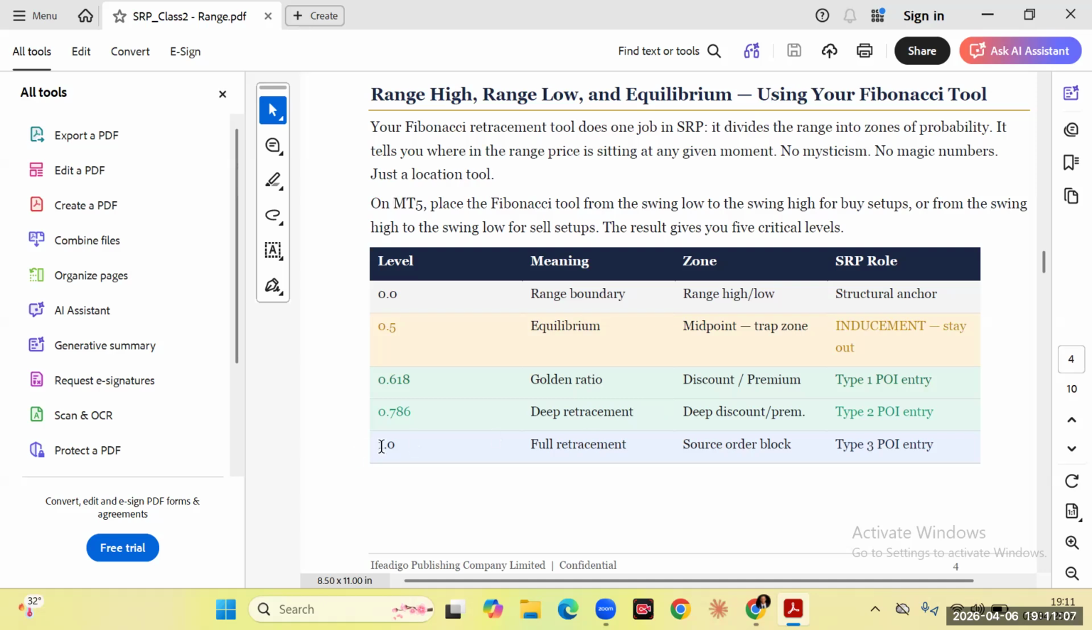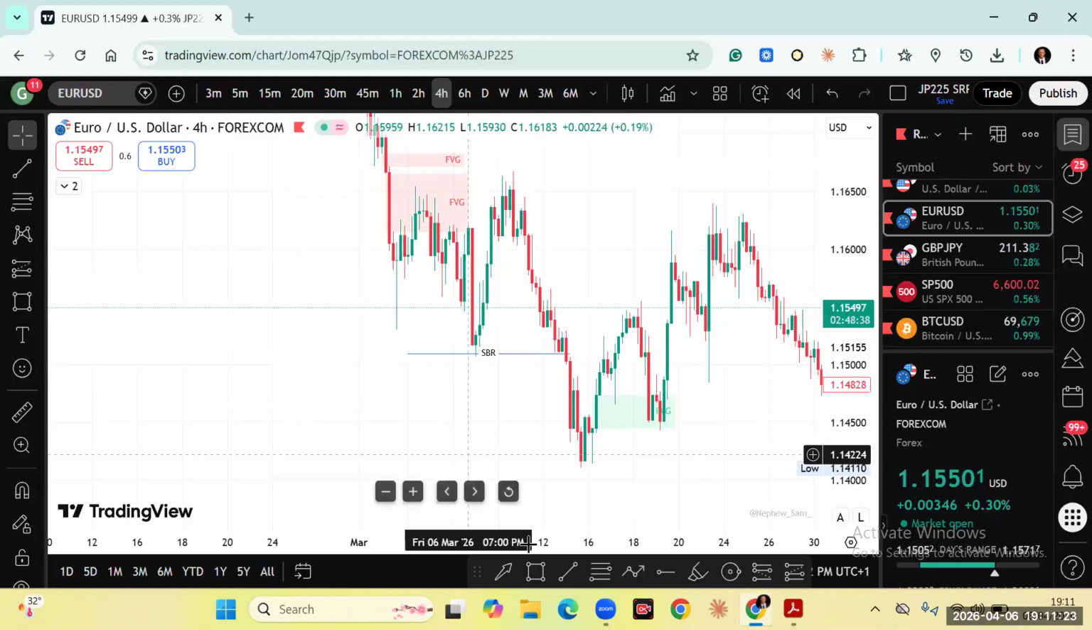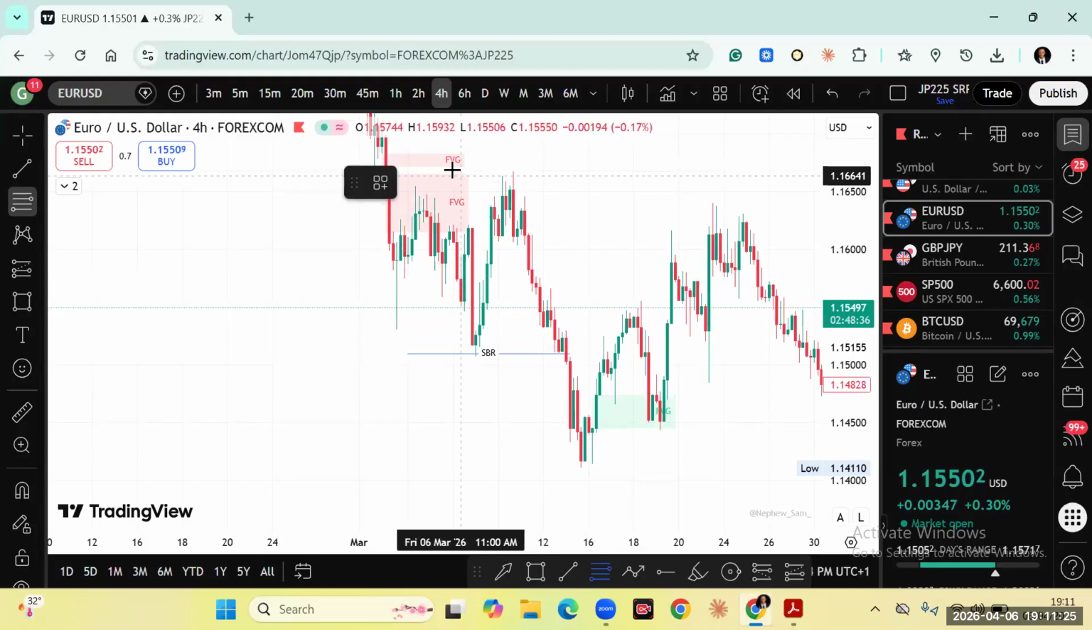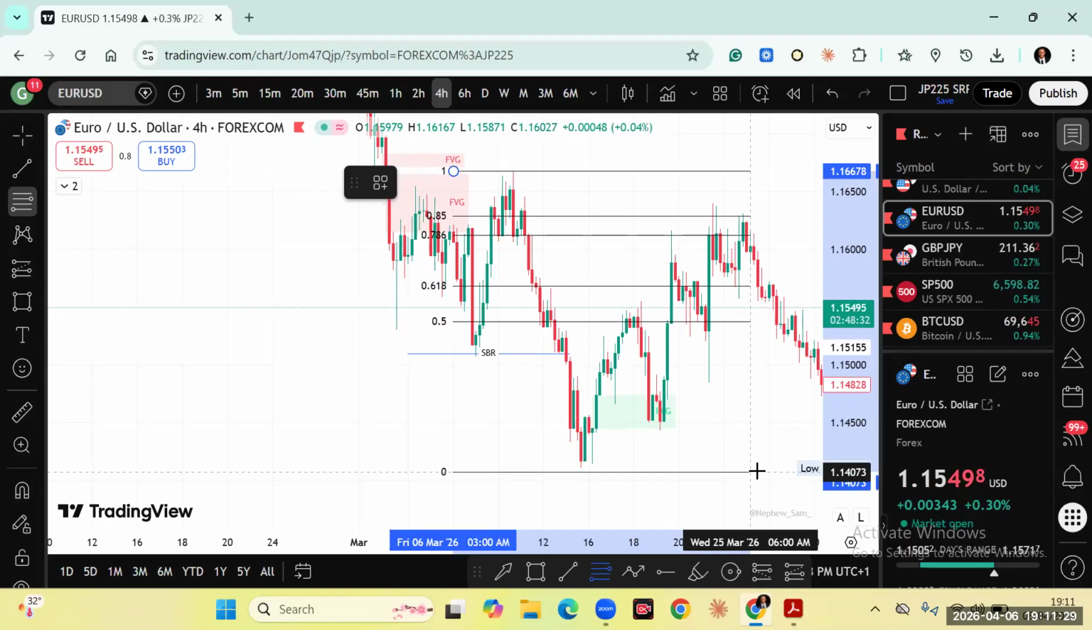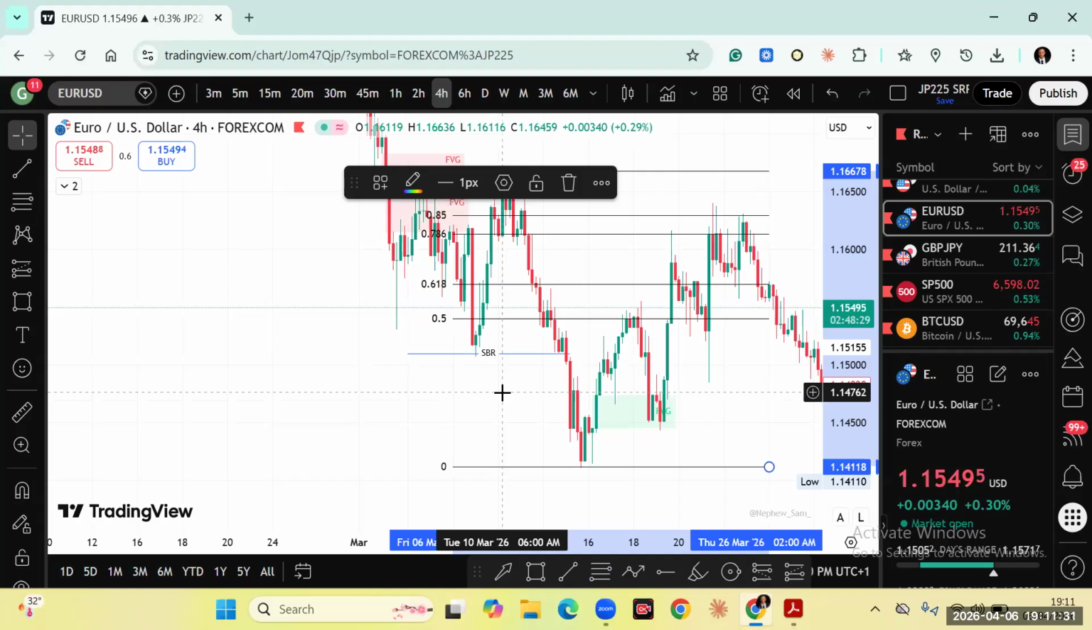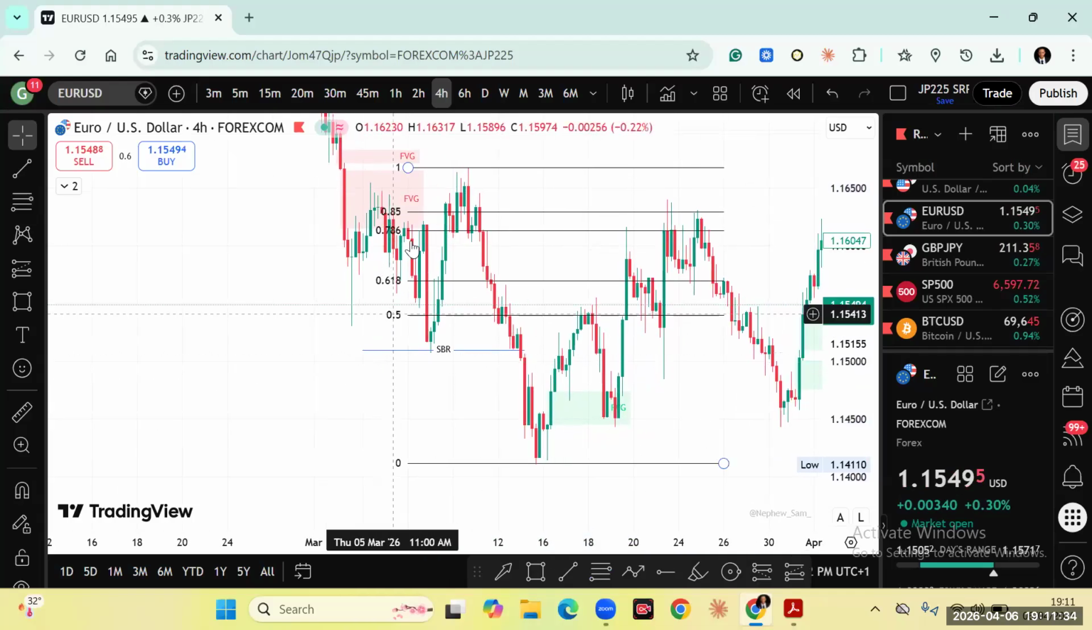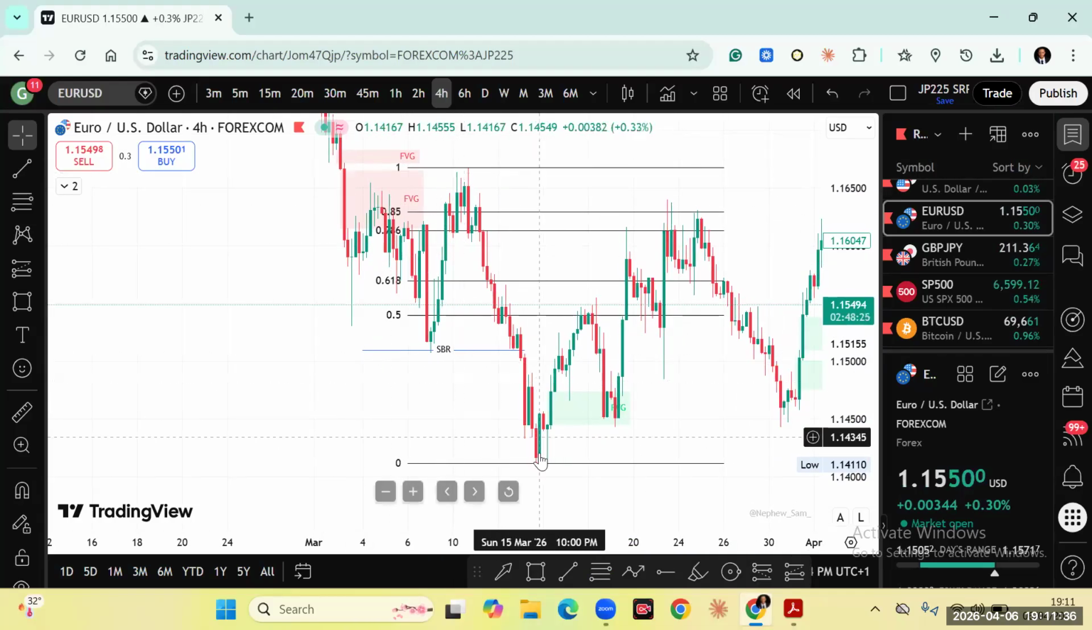And then we have 1.0. This is the source order block where price does 100% retracement and goes to where the move started. Price goes to where the move started and then gives you your confirmation on your time frame and sells from there. So let's mark the range here. So this is the range. This is the beginning of the range for this sell. So this is the high of the range. This is the low of the range.